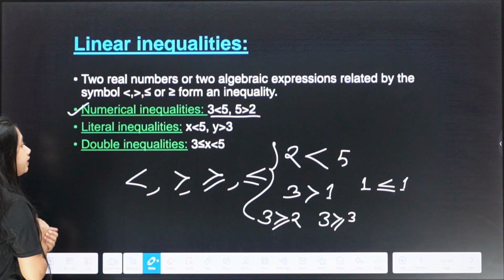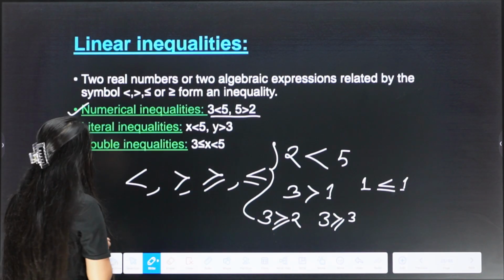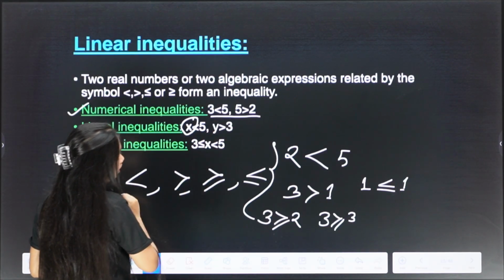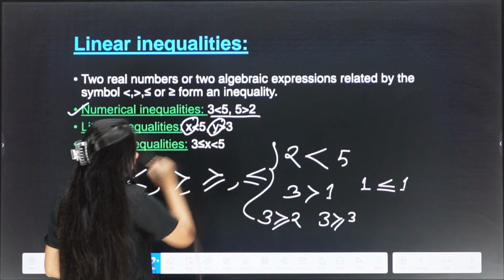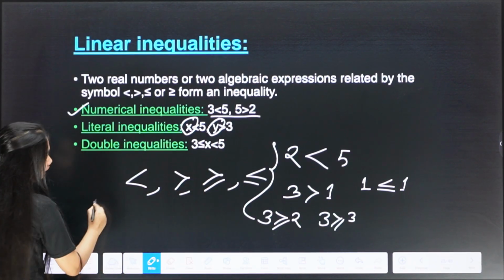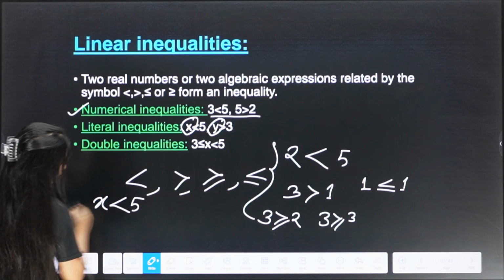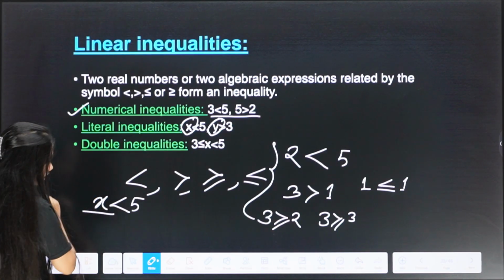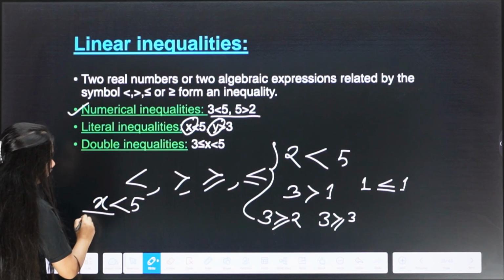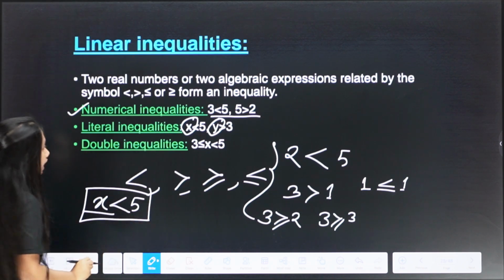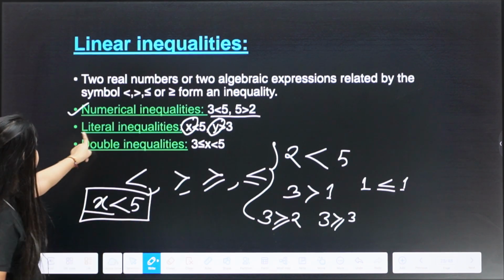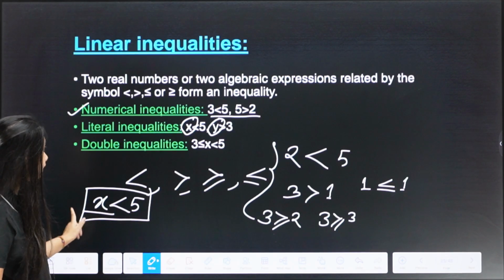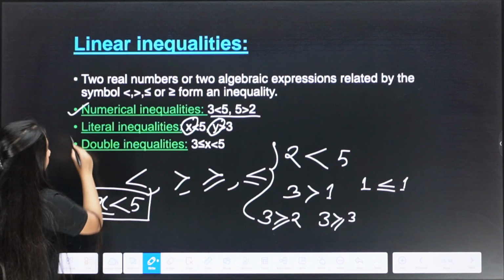Again, what are literal inequalities? If we have a variable, here we have variable x and here we have variable y. Here we have x is less than 5. Since we have one variable here, the variable is x. Since x is less than 5, this is an inequality, and this inequality is called a literal inequality. Why? Because it has only one variable. Got it?